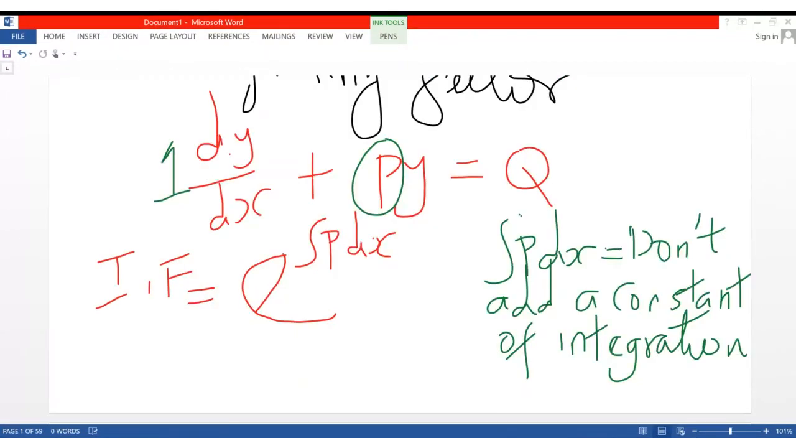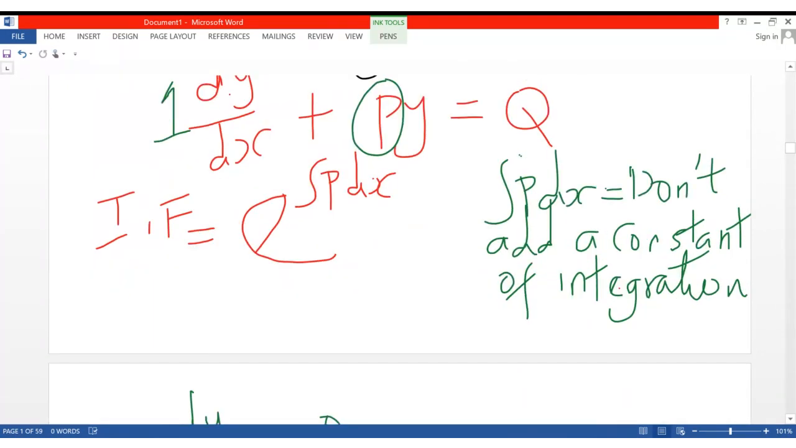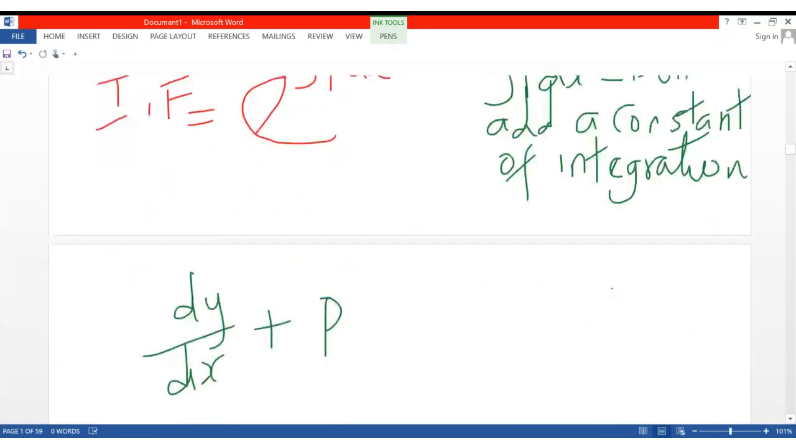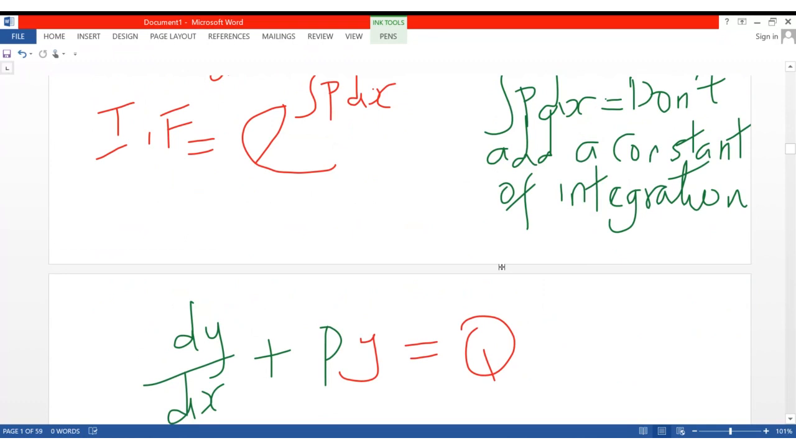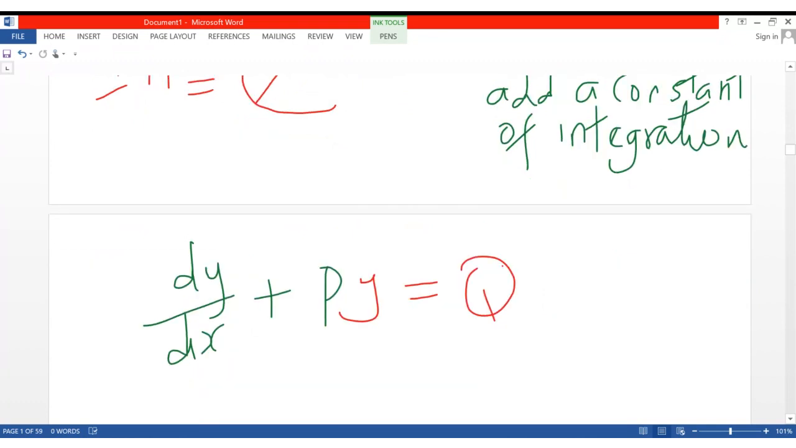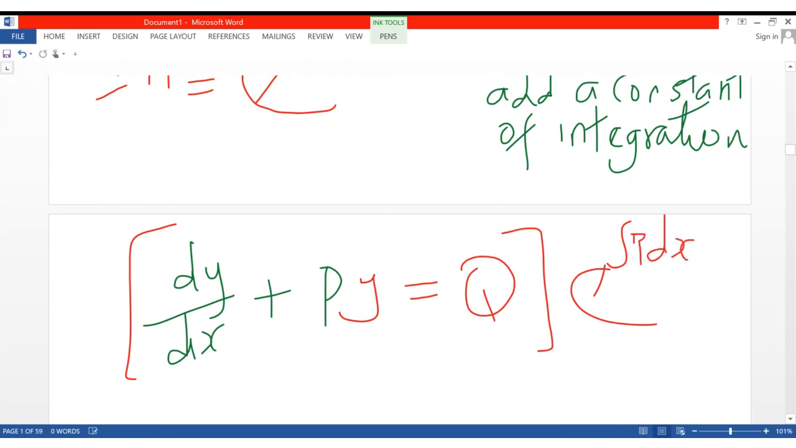You don't add a constant of integration. So I was basically back to my equation, repeating the equation the way it was. This was y equals what? To q. Now the integrating factor here, the one that I've introduced, I'll multiply with the whole of this equation. We are still on the theory bit, bear with me. So I'll multiply here with the integrating factor, exponential of P dx. So I multiply everything with it.